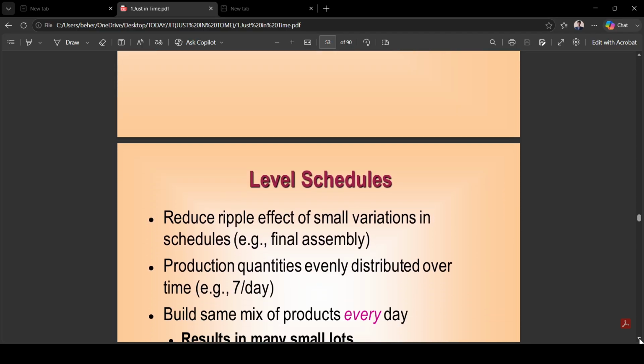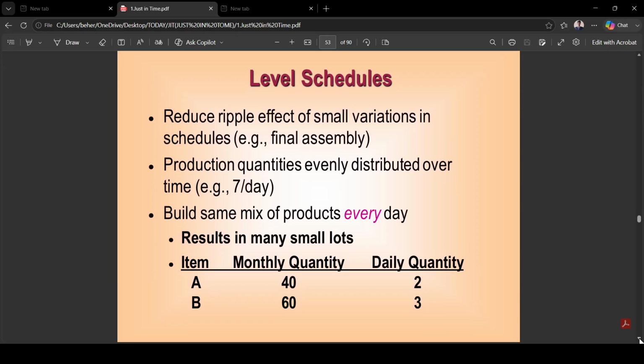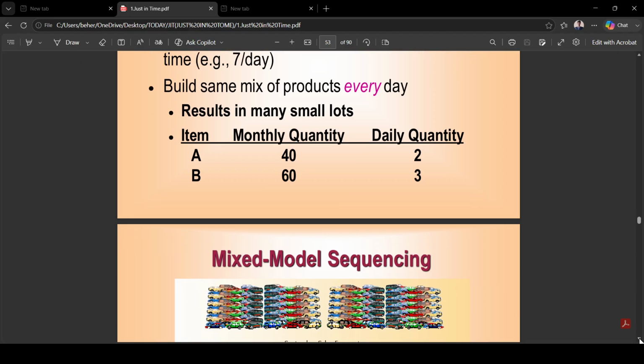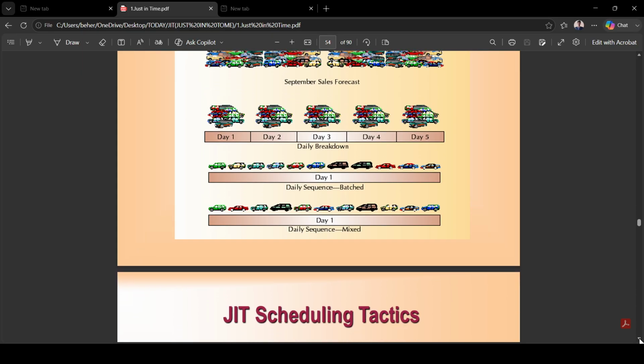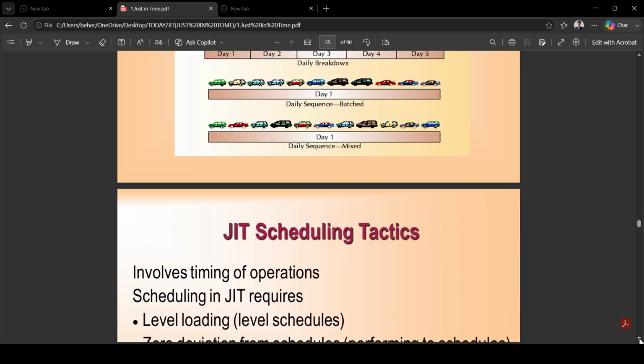Level schedule: reduce the ripple effect of small variations in scheduling. Final assembly: production quantity is evenly distributed over time, for example 7 days. Building the same mixture of products every day results in small lots. Item A: small monthly quantity, daily quantity. And mixed model sequencing: separate cell, day 1, day 2, day 3.